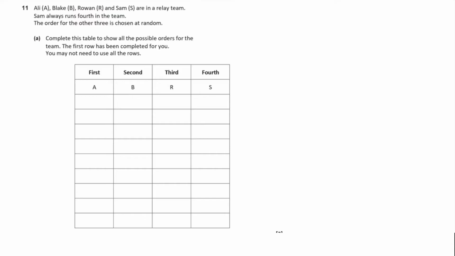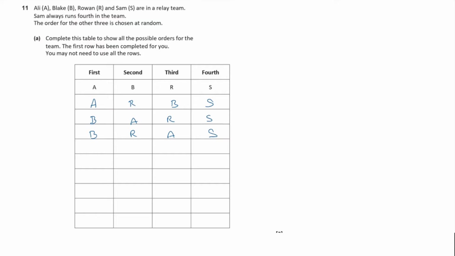I know that I'm going to have S in the last column for everything because Sam always goes last. So I need to find all the various combinations of the first 3, don't I? I'm going to be systematic about that. I'm going to keep the first one the same and switch the other 2 first. So it could be A, B, R and then S, or it could be A, R, B and then S. Those were all the possibilities with A coming first.